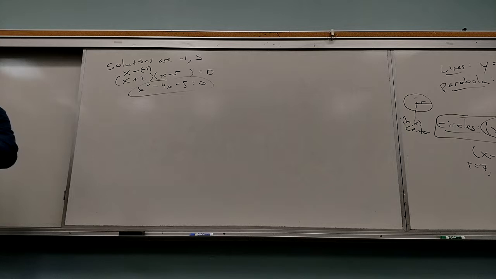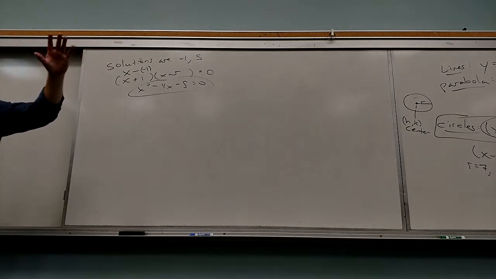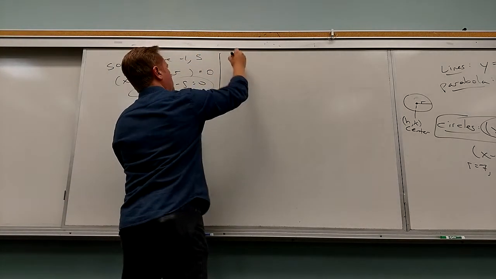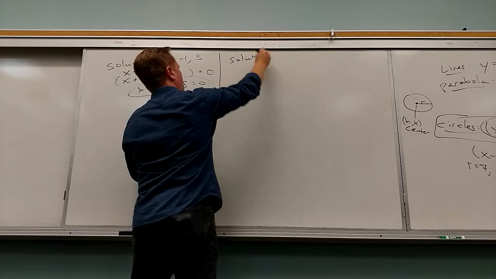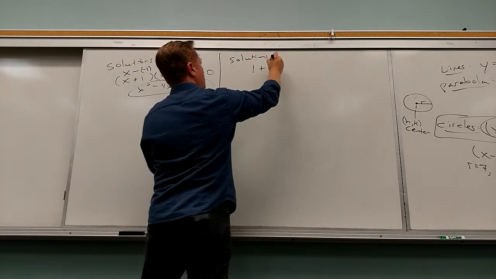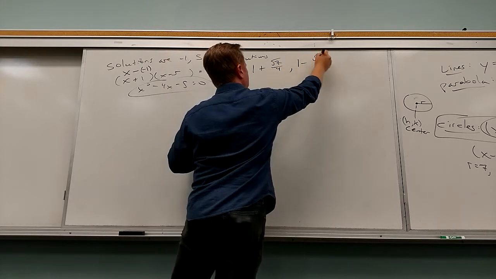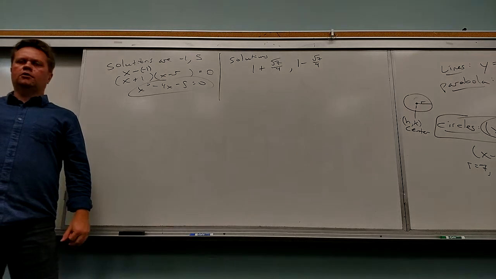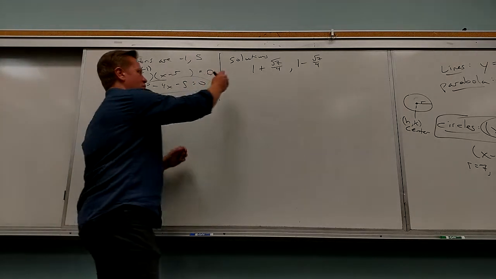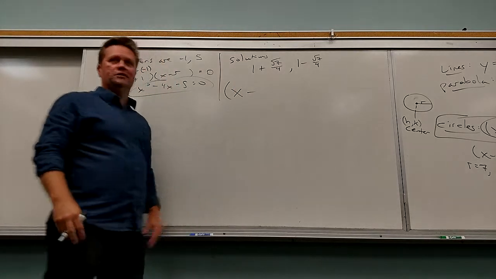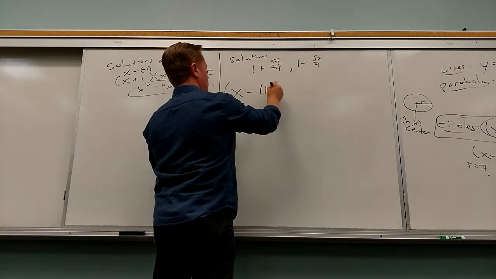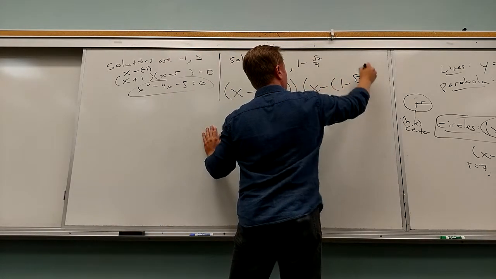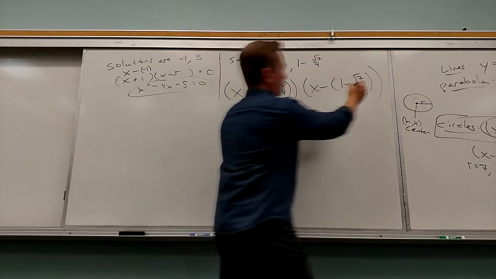Some of you might realize that relates to the whole h, k thing from before. That's why it's the opposite sign. So what if I said that the solutions instead are 1 plus radical 7 over 4 and 1 minus radical 7 over 4? There you go. And then you just brute force it. It's going to be x minus this one times x minus this one equals 0.